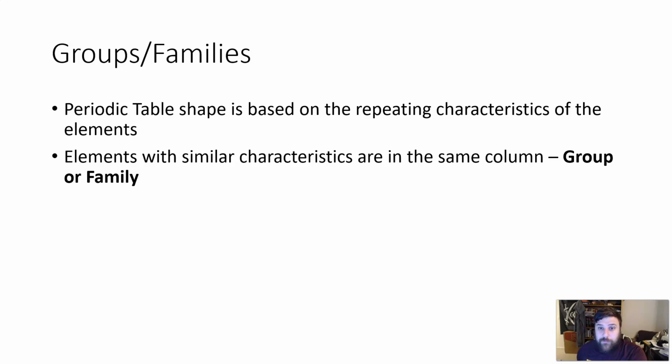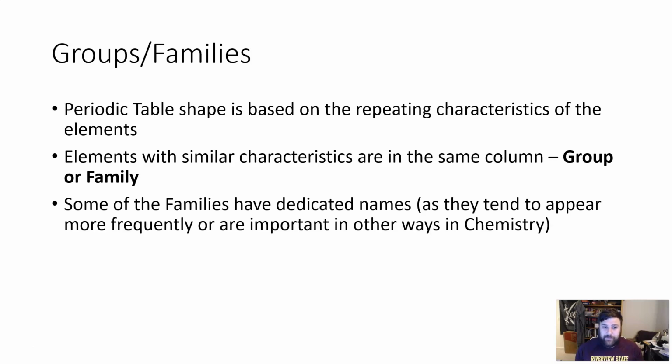So, vertically, in a given column, so column up and down, elements with similar characteristics are in the same column. And we call these either a group or a family. I personally tend to refer to them as groups. So, some of these families, I know I just said I refer to them as groups, but families.